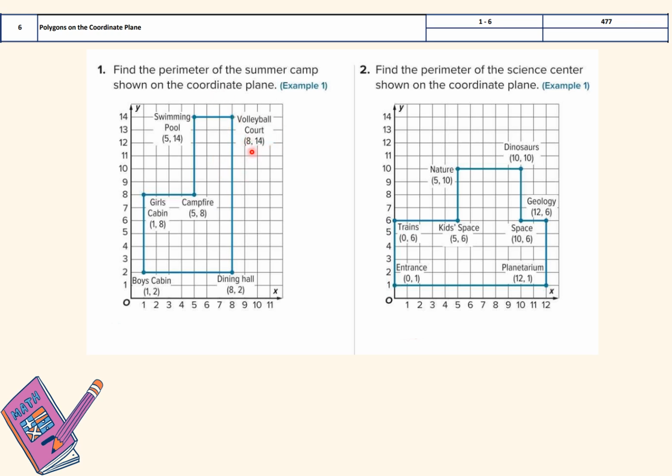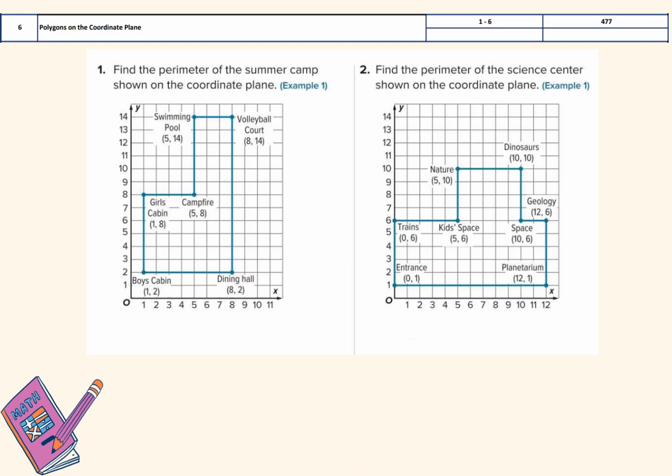How do I subtract? If you have a vertical length, you're going to subtract the y coordinates. As you see, the x coordinates are the same, 8 and 8. So I'm going to just subtract the y coordinates. I'll say 14 minus 2, which is 12. And if you count the squares between these two points, you're going to find 12.